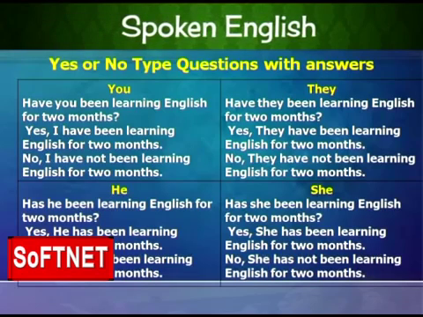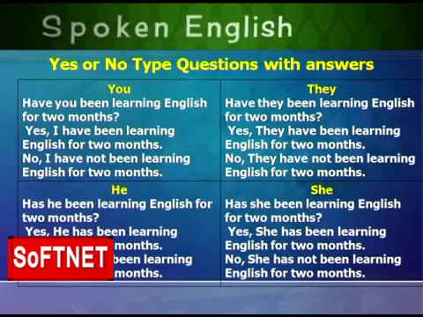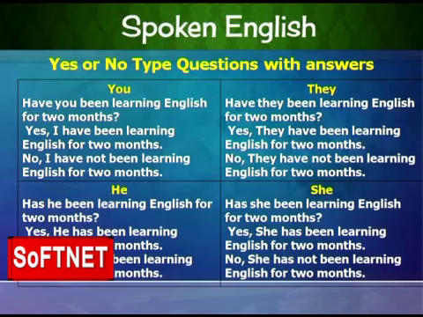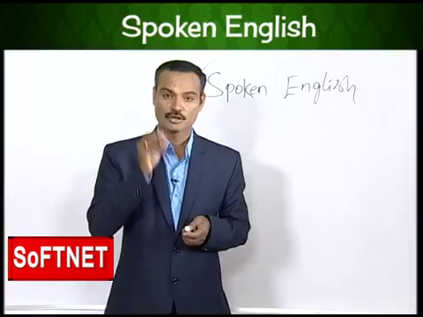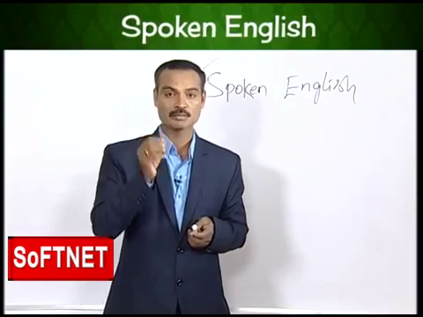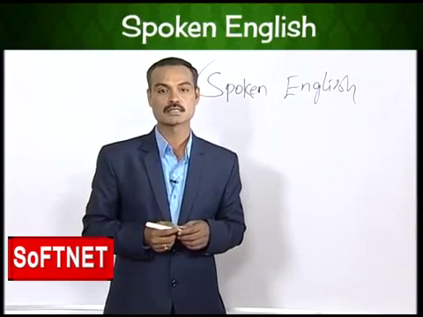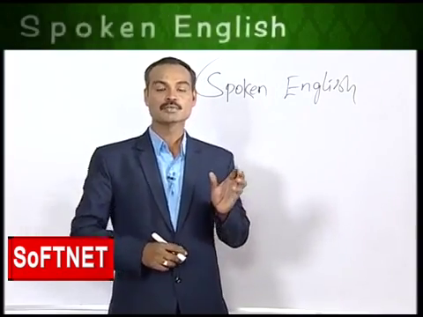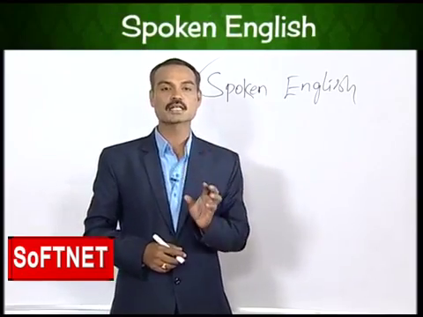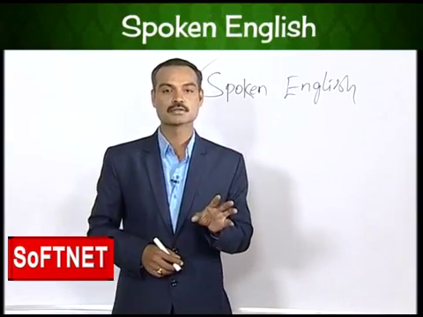When you want to mention any month name, you can use since. For example, I have been learning English since July, since August, since September, since November, like that. Whenever you want to mention any month name, then you can use since. Okay friends. So the same table should be practiced with at least 20 verbs.